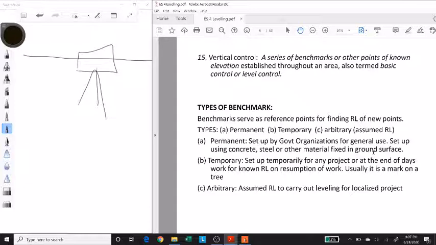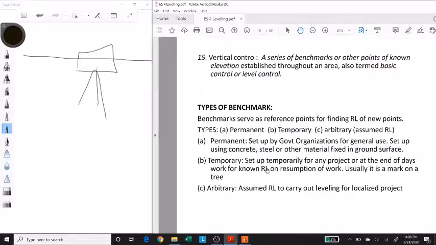So basically, what they do is they set up these benchmarks. Let's say they would set up a benchmark at a particular location in Lahore, that this point in Lahore has a reduced level of this much. So that's the benchmark. If someone wants to execute a project in Lahore, they can use that benchmark and then they can shift the level to their location and find out reduced levels of their particular locations using the permanent benchmark.